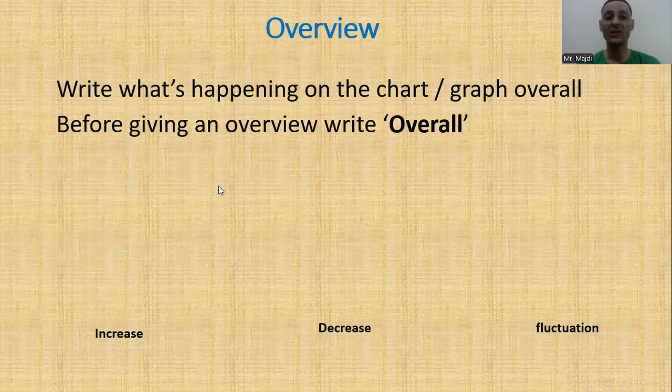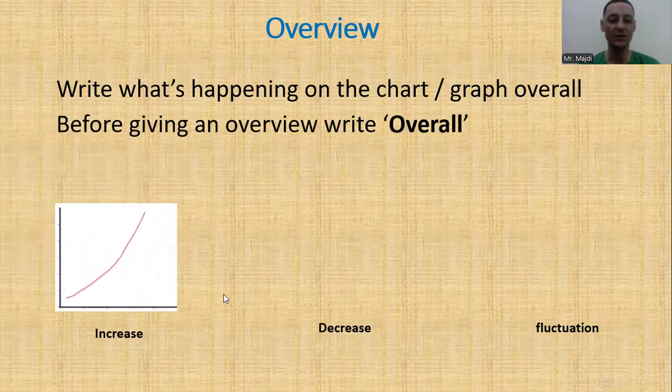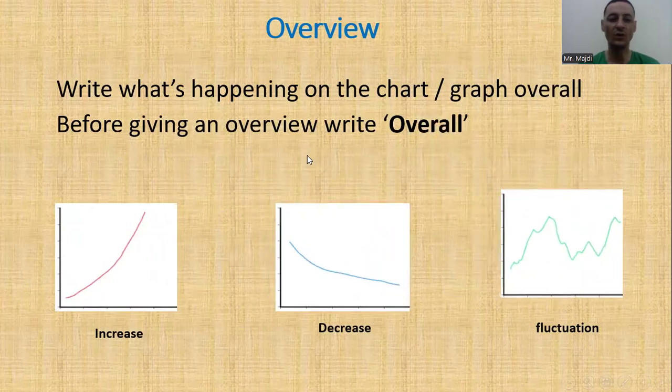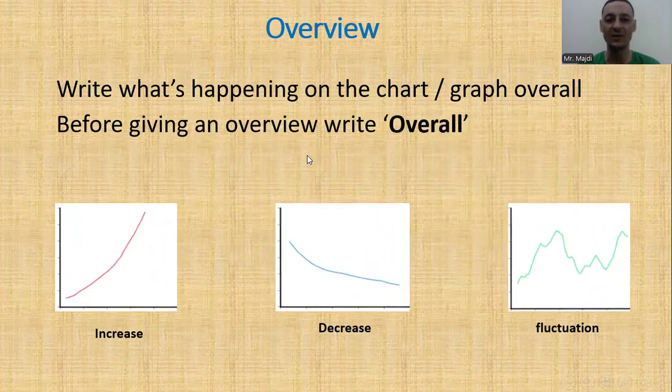Okay, what is an overview? Write what's happening on the chart or graph overall. Before giving an overview, write overall, followed by a comma. So we have three main situations for an overall sentence. The first one, increase, decrease, or fluctuation. Okay, those are the three main trends. You might find them in the line chart, pie chart, diagram, whatever you see.